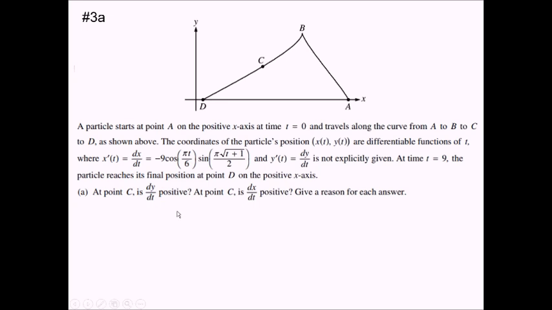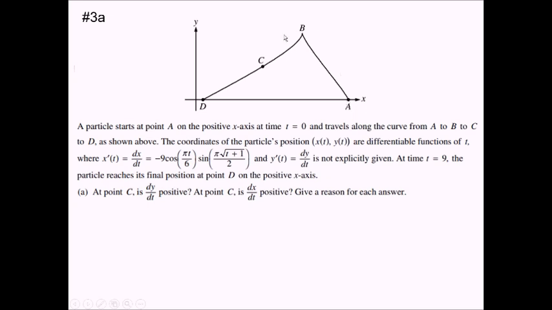Okay, so let's start with part A here. At point C, that's right here, is dy over dt positive? How about dx over dt? Give a reason. All right, so we basically need to figure out what y is doing as time increases. And for that, you have to read closely here because they said we're starting at point A and going this way.